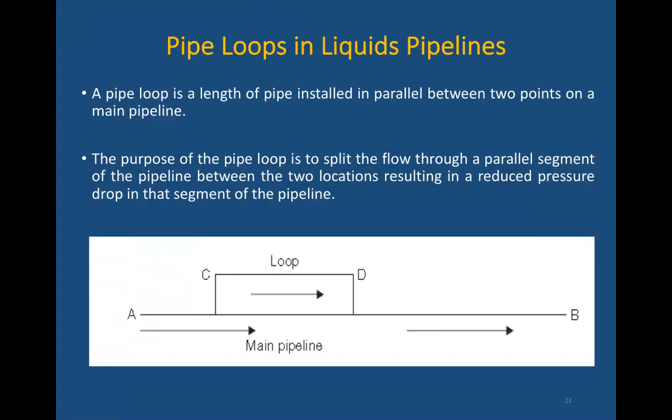Another thing is that the pipeline loop is also a very simple concept. A pipeline loop is a length of pipe installed in parallel between two points on a main pipeline. If you see, A to B is a pipeline and there's a loop here. This is the main pipeline, this is a loop. The purpose of the loop is just to split the flow to a parallel segment, because if there's lots of flow in A to B, then maybe some damage happens. If you have a loop, the flow rate will be reduced. So this is the concept of the pipeline loop in the liquid pipeline.